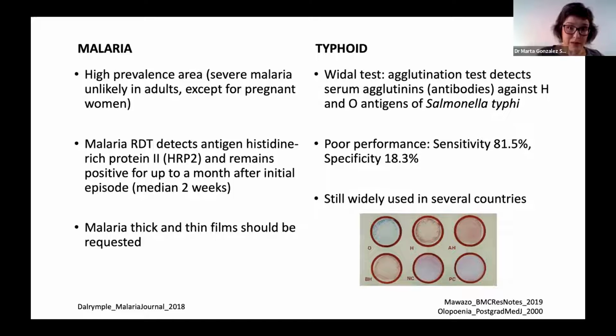So what should have been requested that could have been done? Obviously, the lab technician wasn't going to be very happy because it's also time consuming to get thick and thin films. Regarding typhoid, well, we know the Widal test, that is an agglutination test where you find the antibodies against the Salmonella typhi antigens, has a poor performance. I've put here a recent article that in fact gives it a relatively good sensitivity, but I've seen it as bad as 50%, as tossing a coin. And the thing is that this test is widely used in several countries.